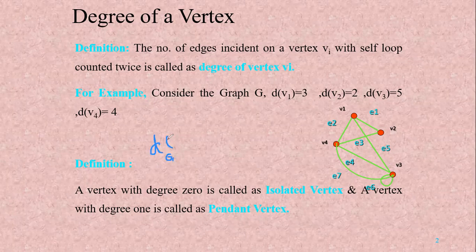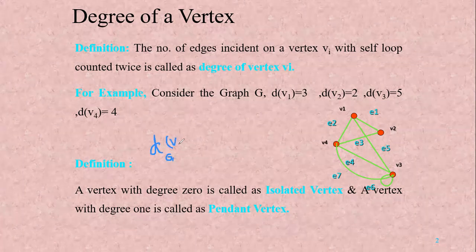In general, Vi: suppose the vertex V1 means V1, the vertex V2 means V2. In general, the degree of vertex Vi is denoted by dg of Vi. Here G is the name of the graph. Otherwise, simply we can denote D of V1, D of V2, D of V3, like that. The graph G contains 4 vertices. The degree means how many edges are incident with that vertex.